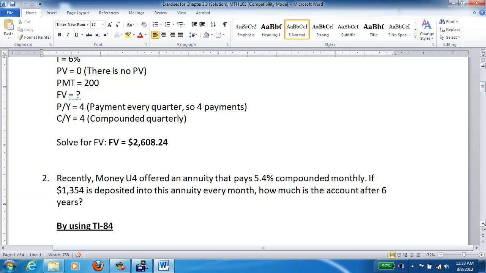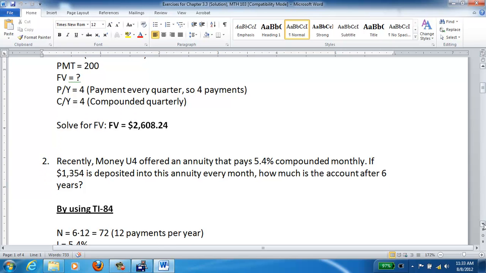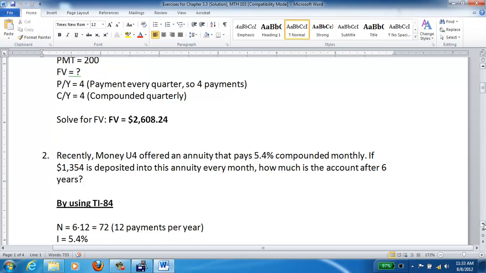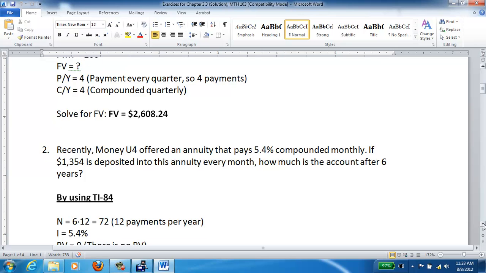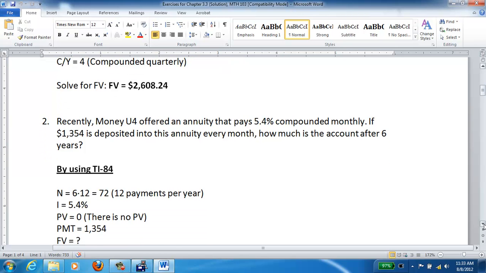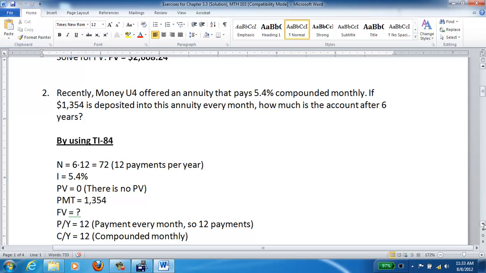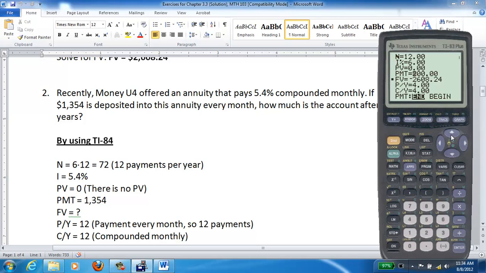As a result, now the n will be 6 times 12, 72. The interest rate is 5.4. Present value is 0. Payment is $13.54. You look for the future value, and then don't forget P/Y and C/Y will be now 12. We can go back to the graphing calculator.